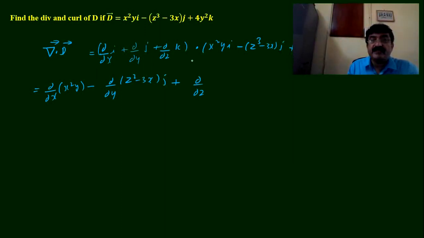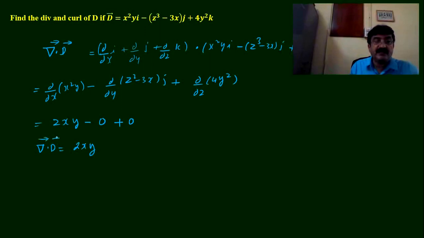Why did I take the minus sign? Because there is a negative sign here. ∂/∂z of 4y², right? So that is equal to 2xy minus 0 because there is no y in the second term, plus 0 because there is no z in the last term. So finally del dot d is equal to 2xy. This is the divergence. Now coming to curl.